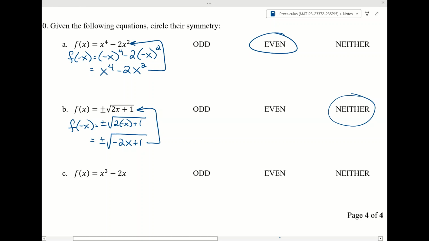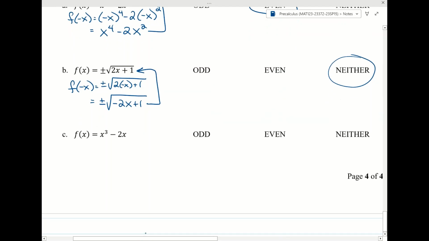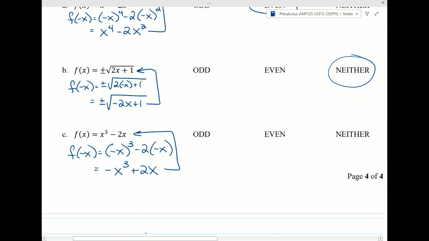Now we have one more to go. For this last one, we're going to plug in negative x. So negative x to the third minus 2 times negative x gives us negative x to the third plus 2x. Doesn't look like the same thing. Is it the opposite? Looks like every term is the opposite sign. So we would say this is odd.